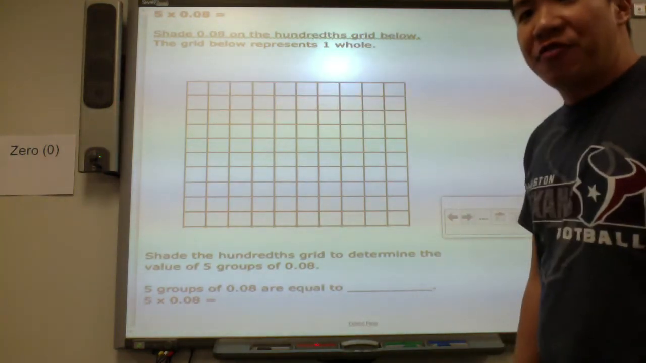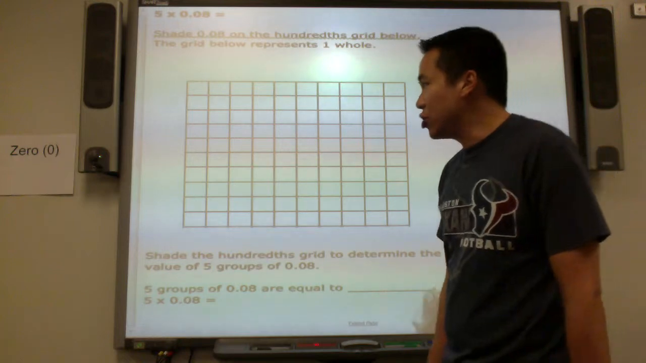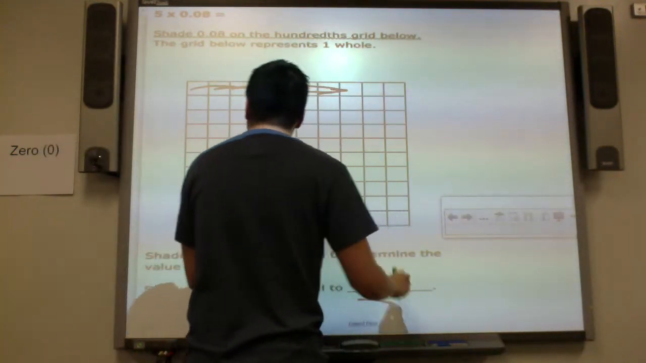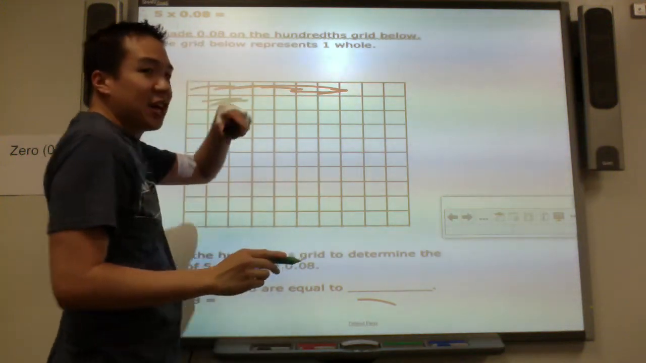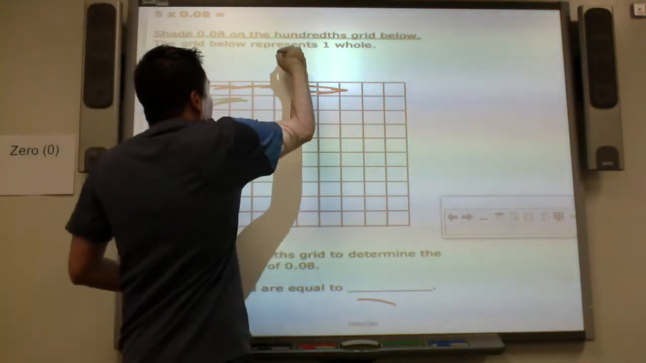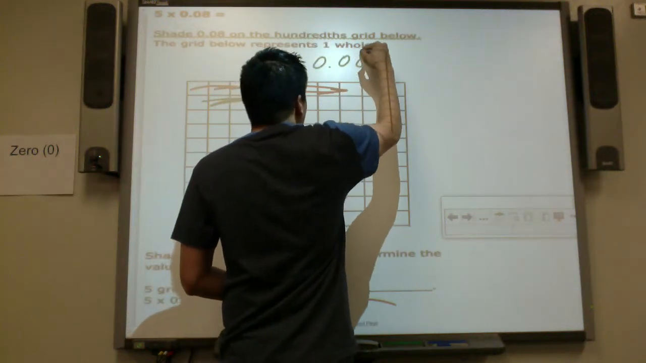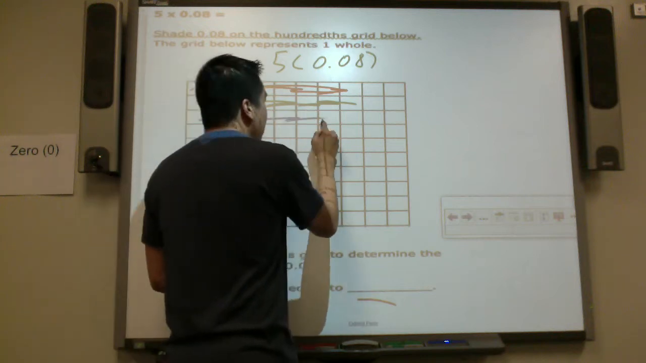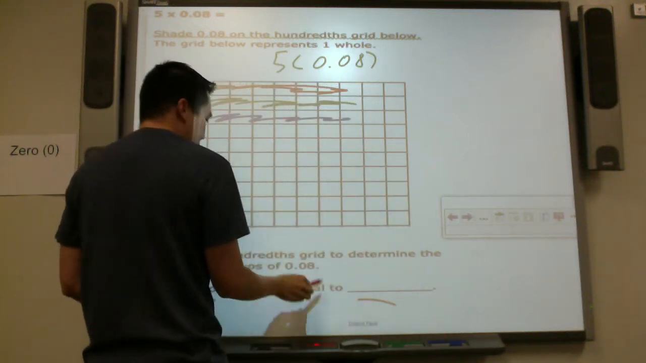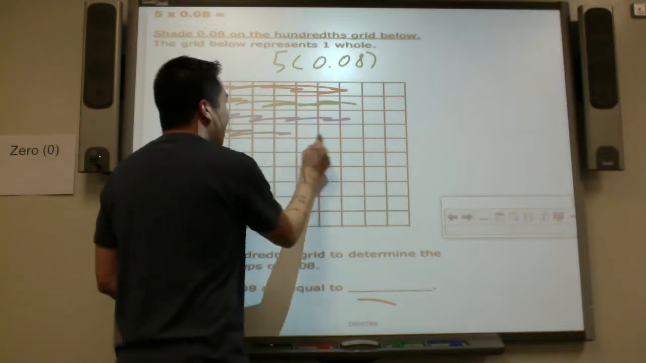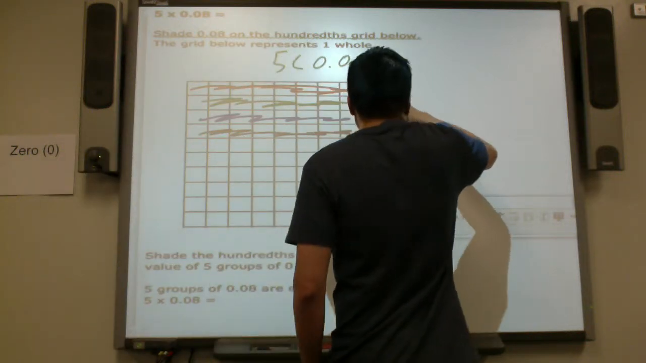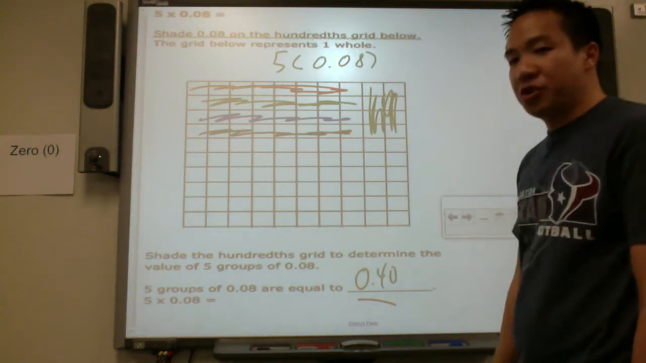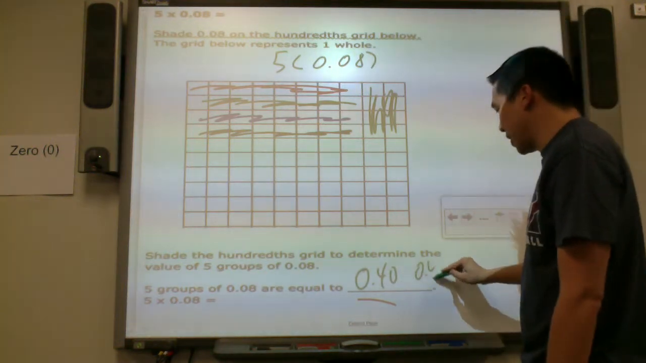Let's try another example. 5 times 8 hundredths. So I shaded 8 hundredths. This is 8 hundredths. 5 times 8 hundredths means 5 groups of 8 hundredths. So this is the second group, this is the third group, this is the fourth group, and this is the fifth group. So that equals 40 hundredths shaded, or you could say 4/10.